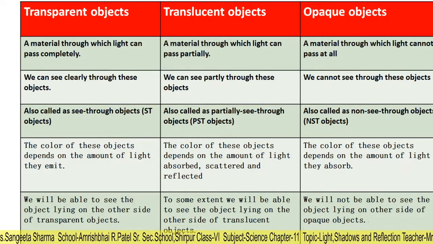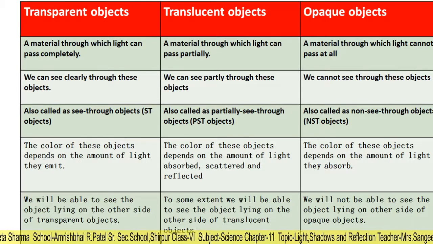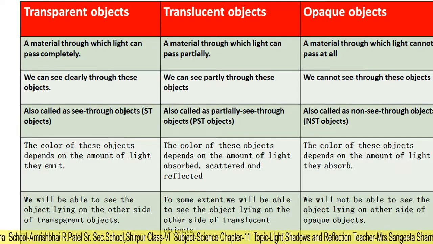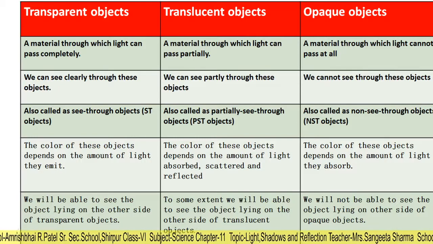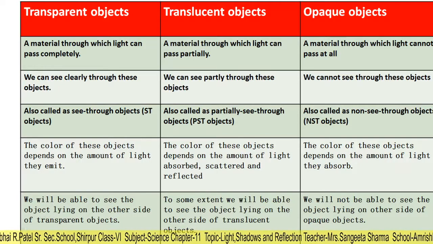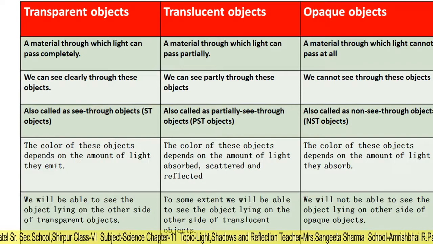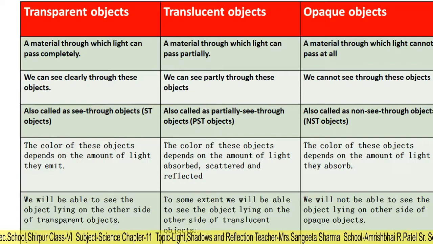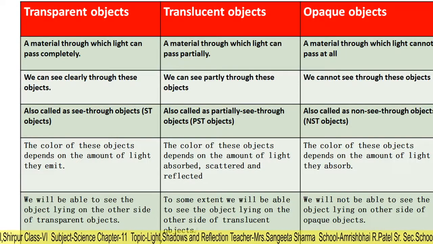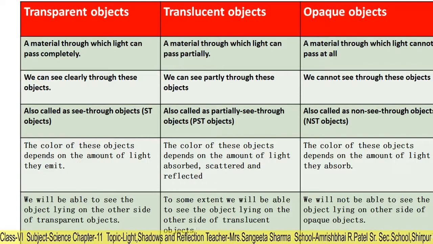The color of these objects depends on the amount of light they emit. The color of translucent objects depends on the amount of light absorbed, scattered and reflected. The color of opaque objects depends on the amount of light they absorb.